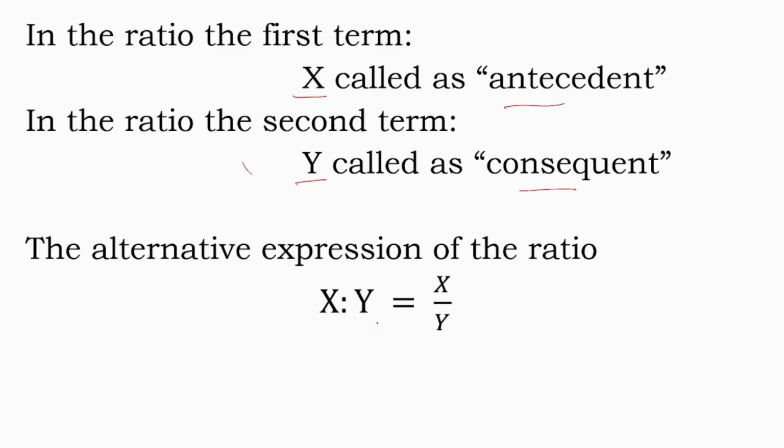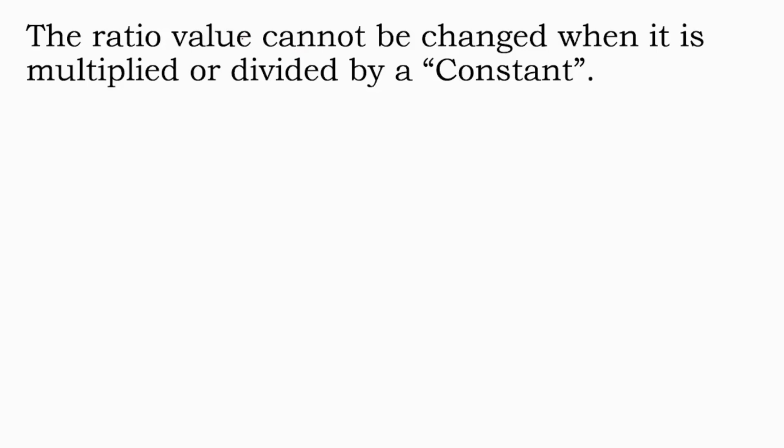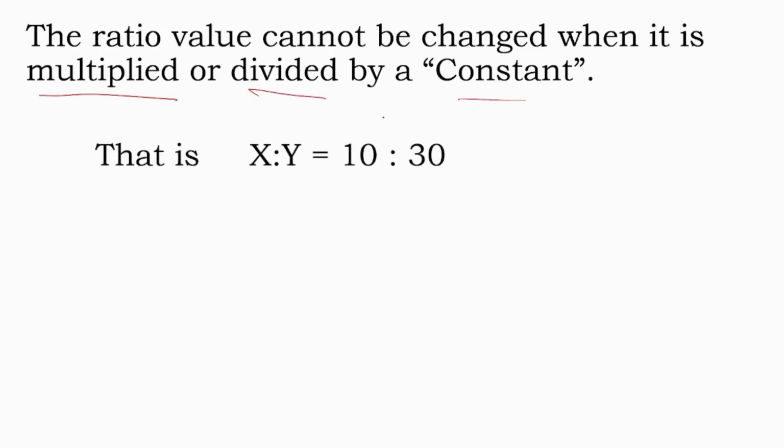The ratio X is to Y can also be expressed as X by Y. The ratio value cannot be changed when it is multiplied or divided by a constant. See here, X is to Y is 10 is to 30. So if you divide it by a constant 10, this 0 and this 0 cancel. So it is 1 is to 3.